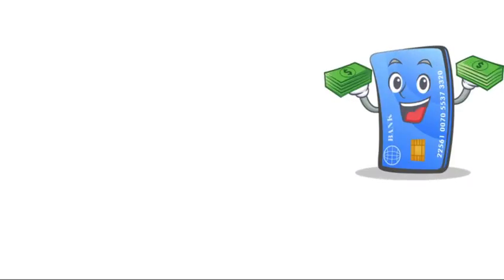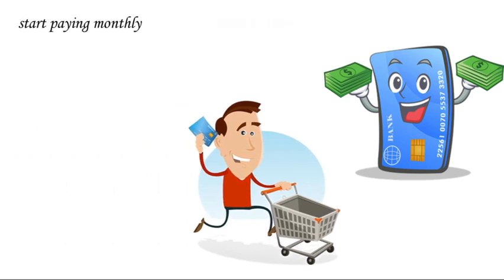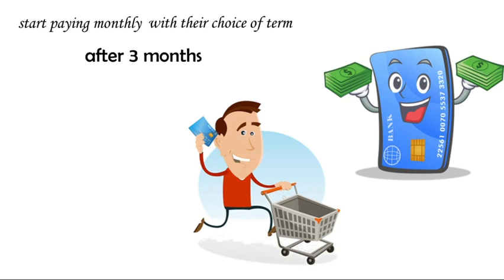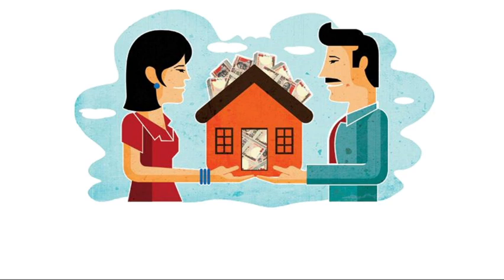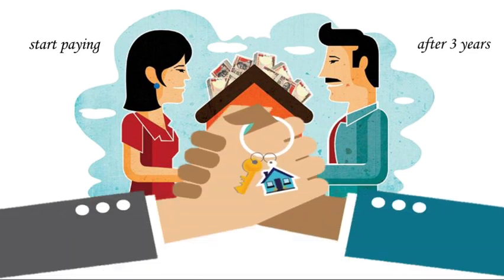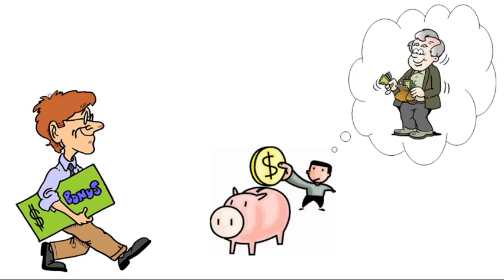A credit card company is offering its client to purchase today but to start paying monthly with their choice of term after 3 months. Second scenario, a real estate agent is urging a condominium unit buyer to purchase now and start paying after 3 years, when the condominium is ready for occupancy. Third scenario is a worker who gained extra income now and wants to save his money so that he can withdraw his money starting on the day of his retirement from work.